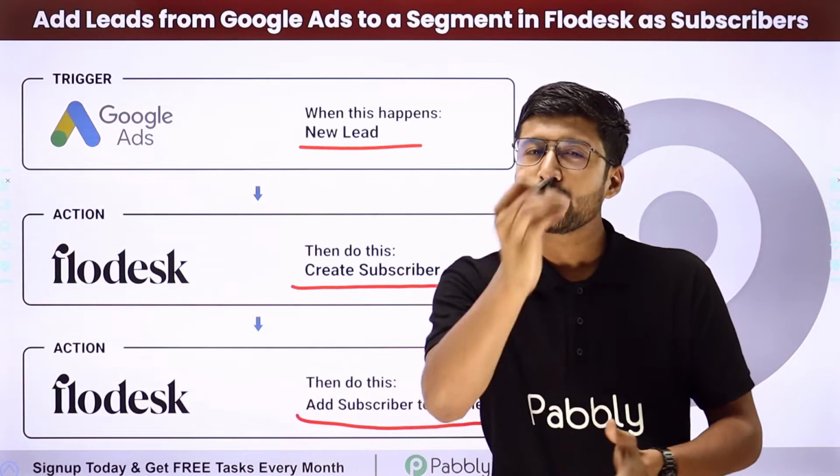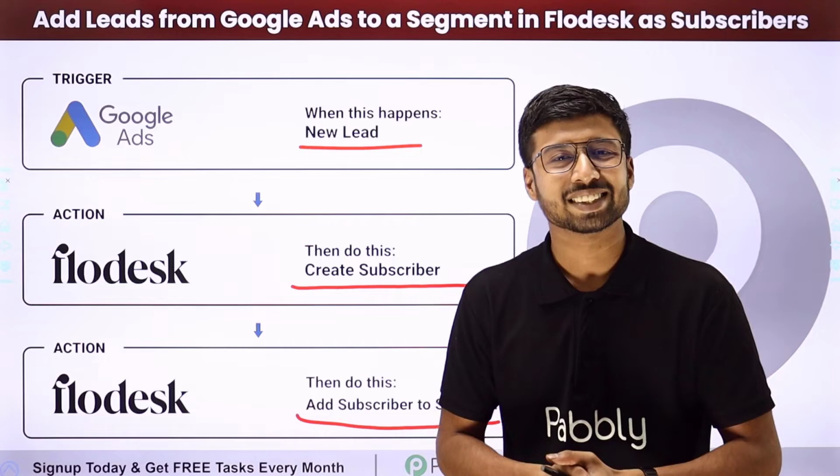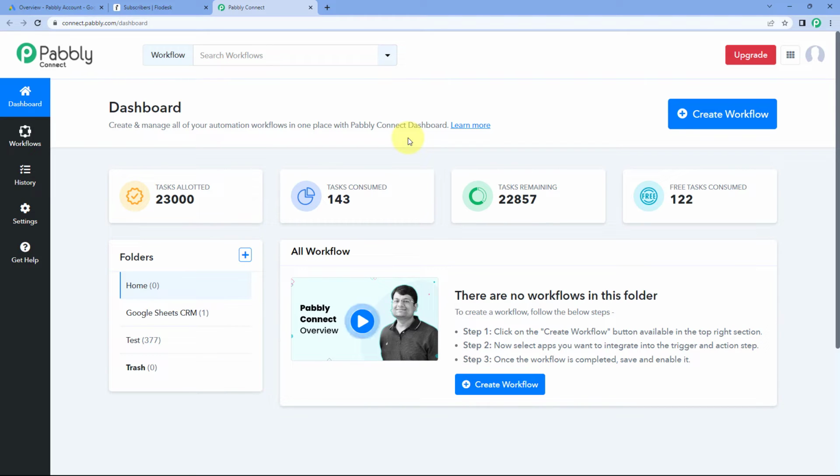So if you want to know how you can set up this automation, you just have to come with me to my screen. So as you can see, here we are on Pabbly Connect's dashboard. Now to reach this dashboard, you will get a free sign-up link of Pabbly Connect in the description box below. By clicking on that link, you can create your free Pabbly Connect account in just 2 minutes.